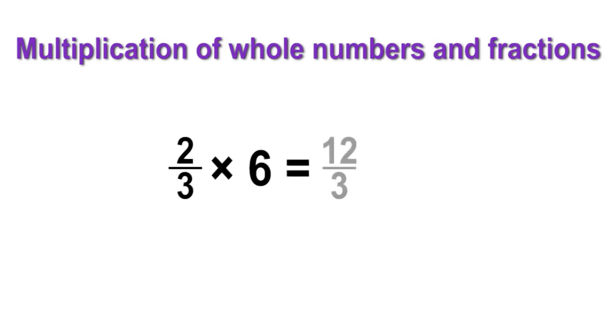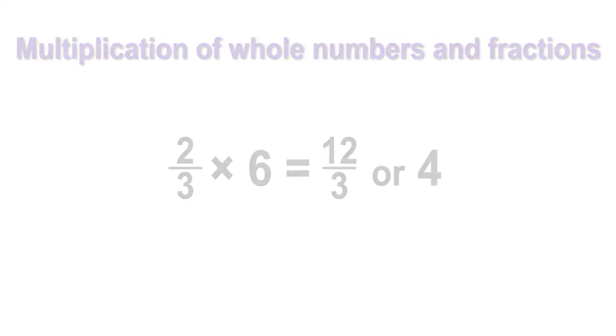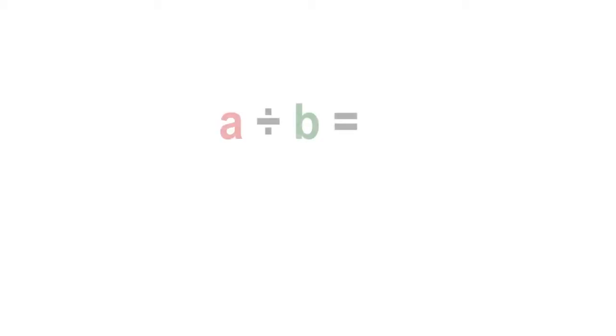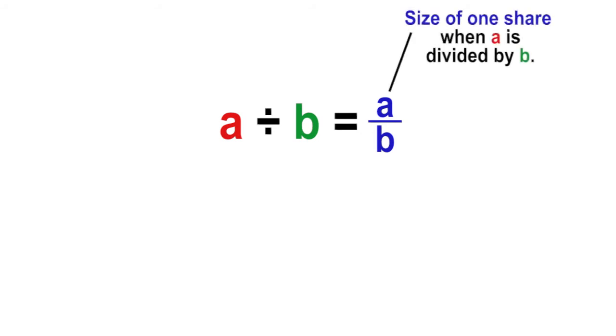Students have learned how to multiply a whole number by a fraction in 4th grade. For example, 2/3 of 6 is 12/3, or 4. As students work to interpret fractions and multiply fractions, they will make connections to whole number operations. In the first couple lessons in this chapter, students will reason that A divided by B equals A over B. A over B is the size of one part or one share when A is partitioned into B equal parts.